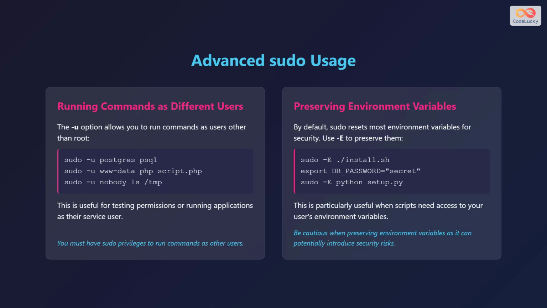Export DB_PASSWORD=secret. Sudo -E python setup.py runs the Python setup script with the database password variable available. This is particularly useful when scripts need access to your user's environment variables. Be cautious when preserving environment variables, as it can potentially introduce security risks.